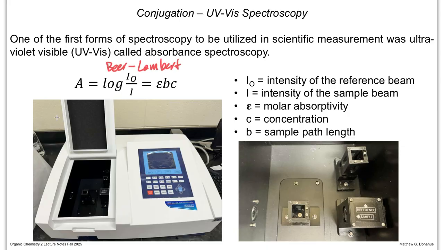So Beer's law, Beer-Lambert law. The absorption is equal to the log of the intensity of the reference beam divided by the intensity of the sample beam. A way to think about that is when there's nothing in there, there's 100% transmittance. And then you put a sample in there, no matter what, it's going to absorb some stuff. And then it's adjusted to the log scale to make the numbers understandable.